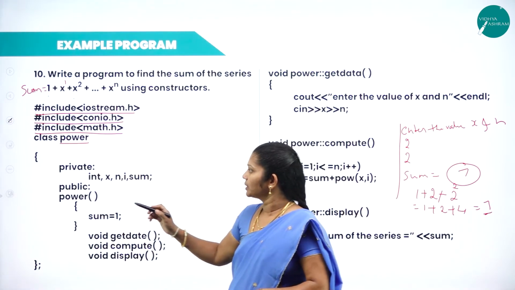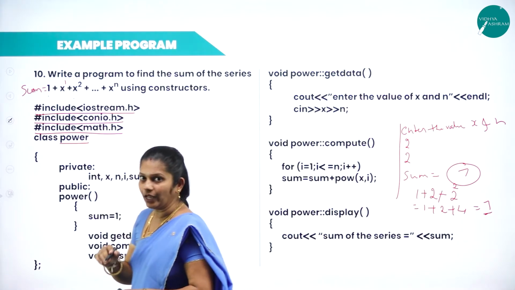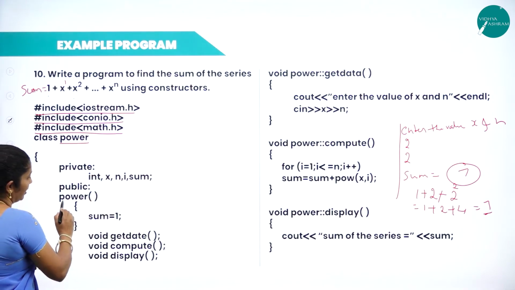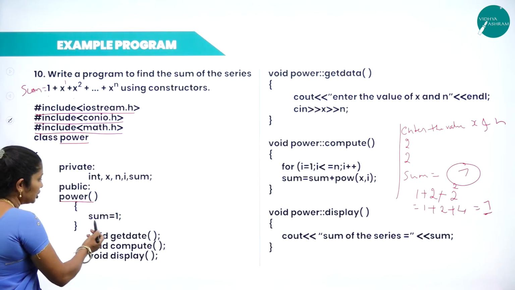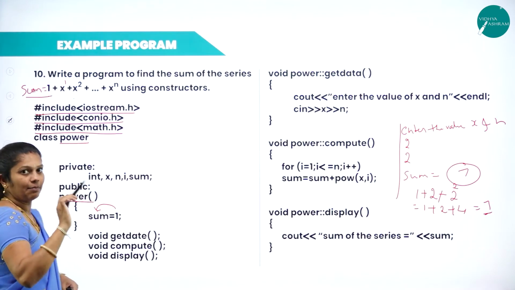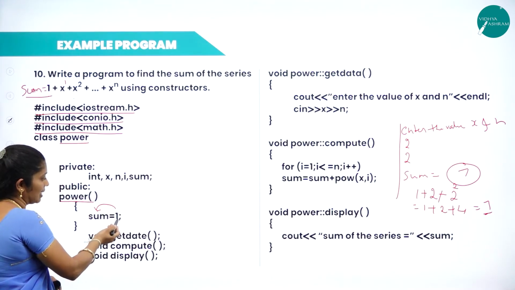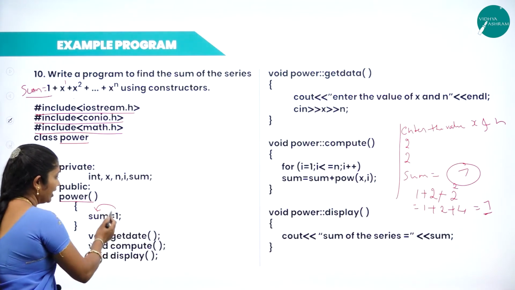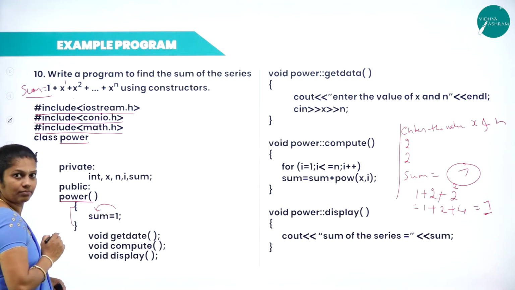Then afterwards, here in the public section, we are creating one constructor function. Here the class name is power and the function name is also power. Then here we are initializing sum equals 1, only up to this part. It means that sum will take the value 1 only. Then we are closing this function.